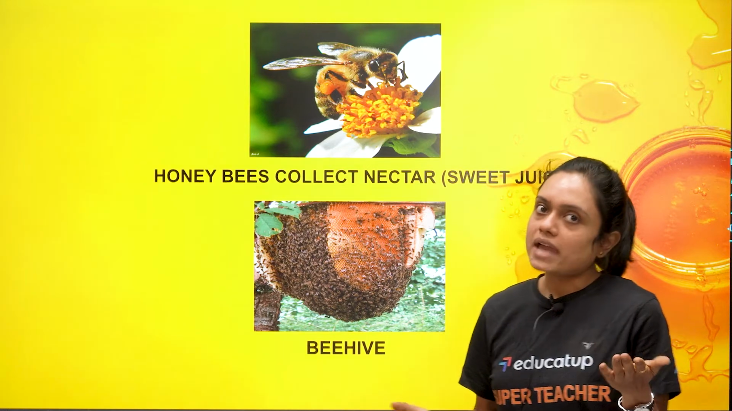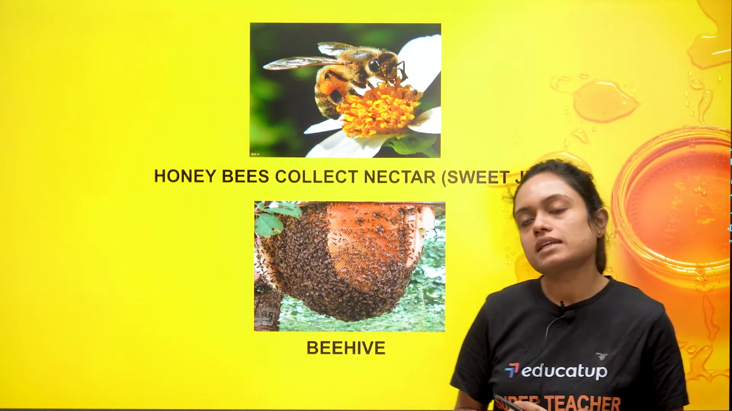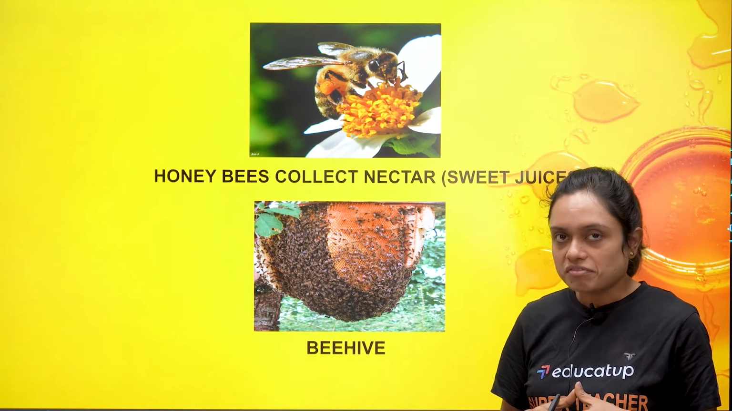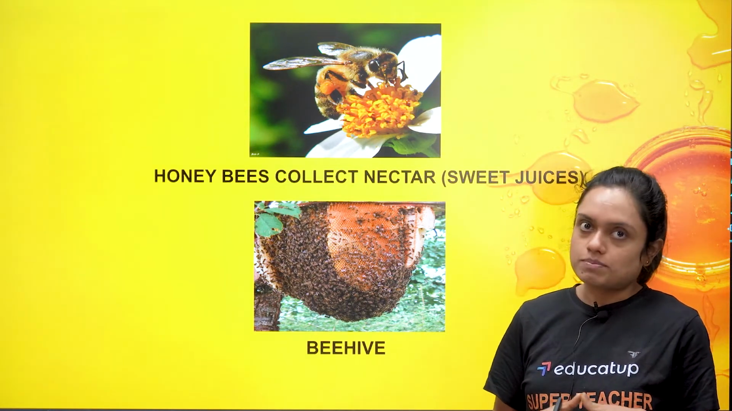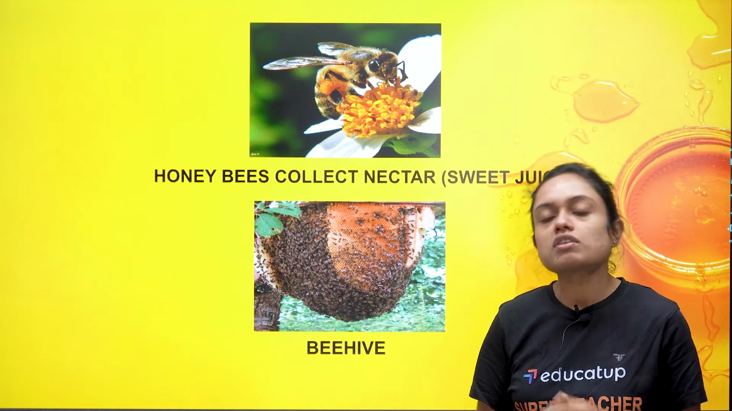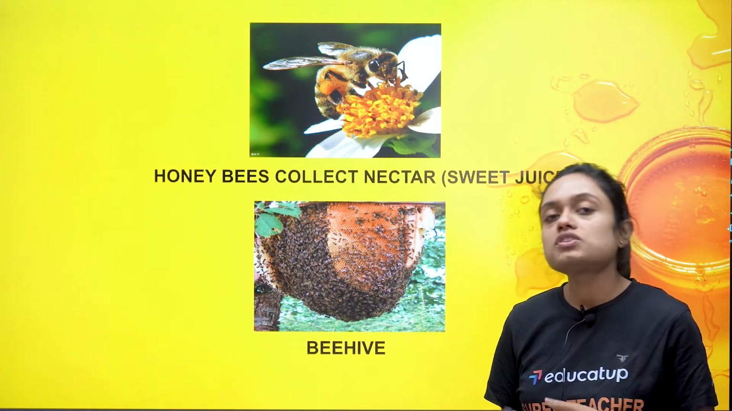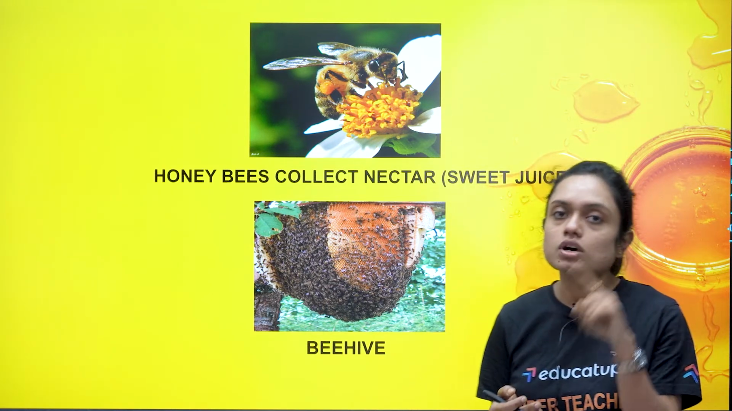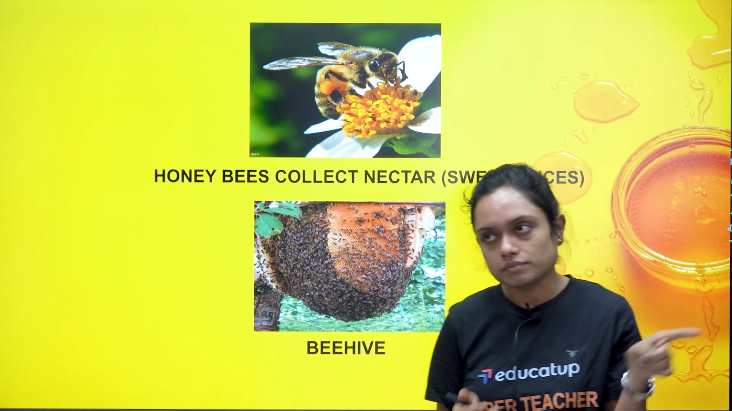A little bit more action-packed info, guys. Honeybees collect nectar, that is the sweet juice from flowers, and store it in their beehive. Now, why are we discussing this? Because honey is a very good source of energy, and honey is something which we extract from the beehive. So you should know that honey is also an animal source ingredient.